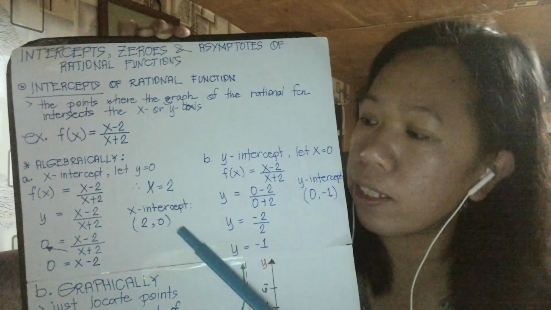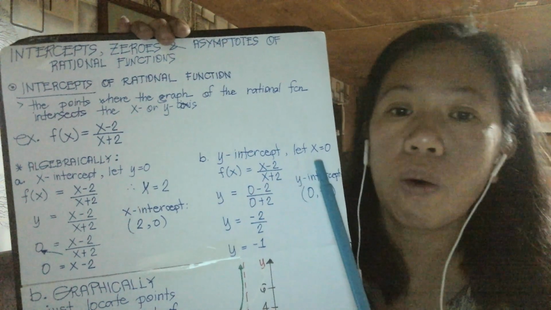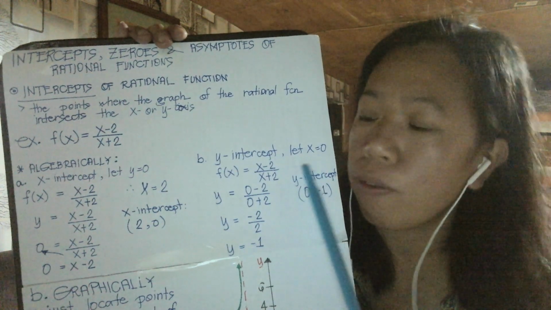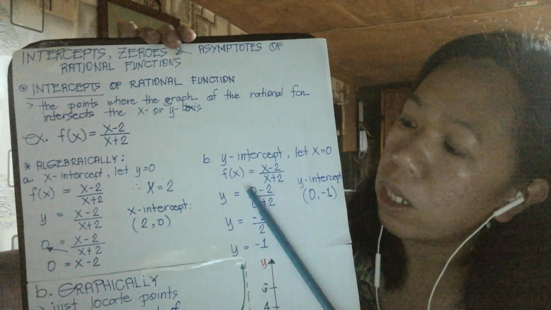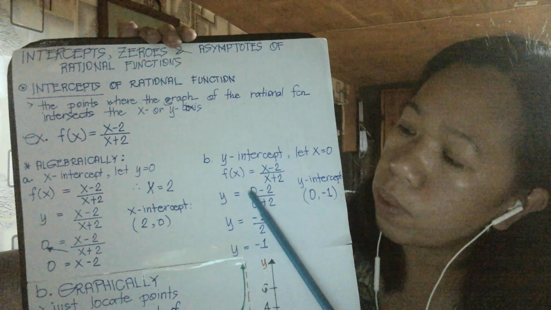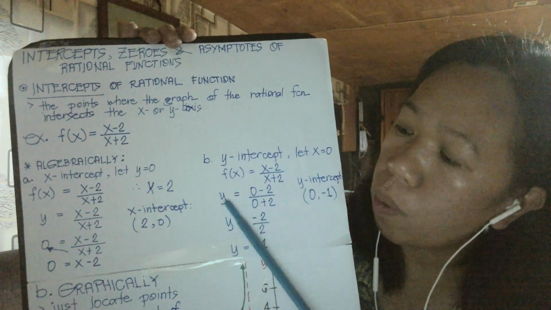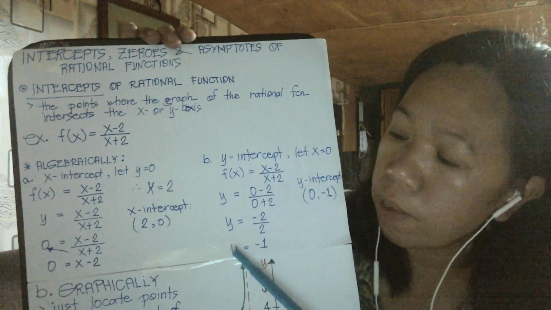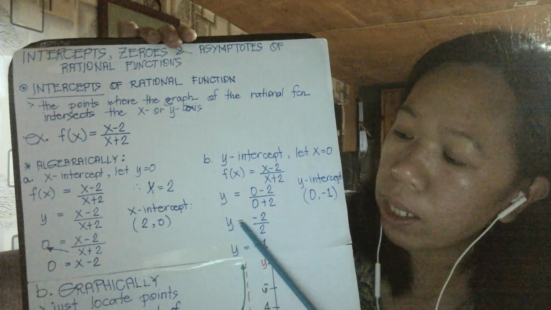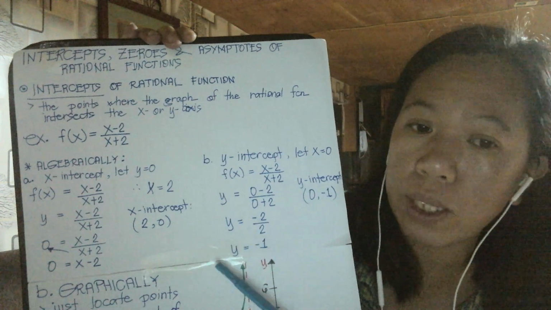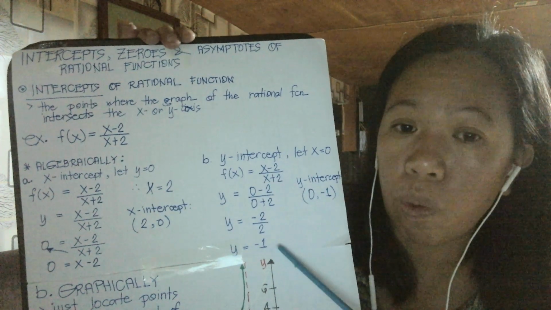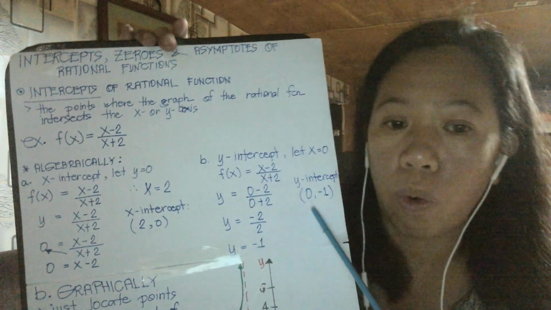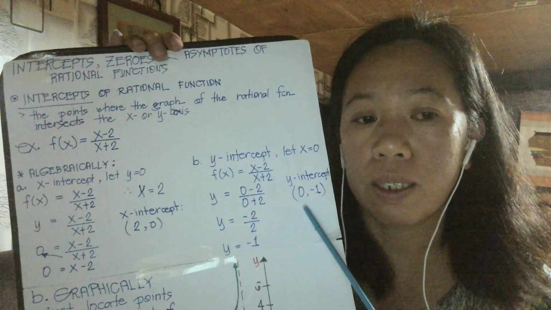Now, for your y-intercept, we do the reverse. We let this time x equals 0. So, substituting into our given function, y equals 0 minus 2 over 0 plus 2, giving us y as negative 2 over 2, or simply negative 1. So, our y-intercept will be at (0, negative 1). So, that's the first method.